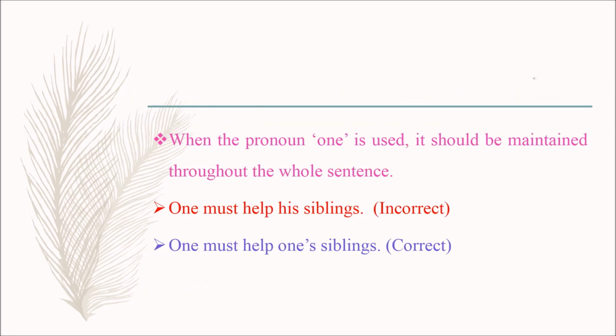The next rule is that when the pronoun one is used, it should be maintained throughout the whole sentence. Let's see the first sentence. One must help his siblings. Is that the correct sentence? No. The correct sentence is one must help one's siblings.